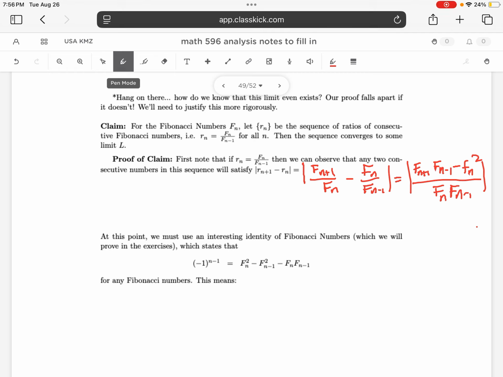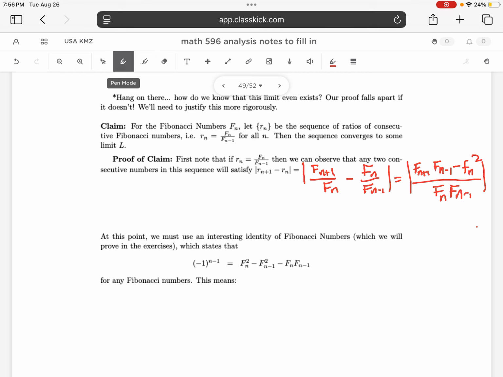Now, I claim that this is actually going to be getting close to 0. It's going to be approaching 0. And to prove that, we need to use this interesting identity of Fibonacci numbers, and I leave this to the exercises. We'll see later. But it states that for any Fibonacci numbers, F(n) squared minus F(n-1) squared minus F(n-1) is going to be equal to (-1) to the power of n minus 1.